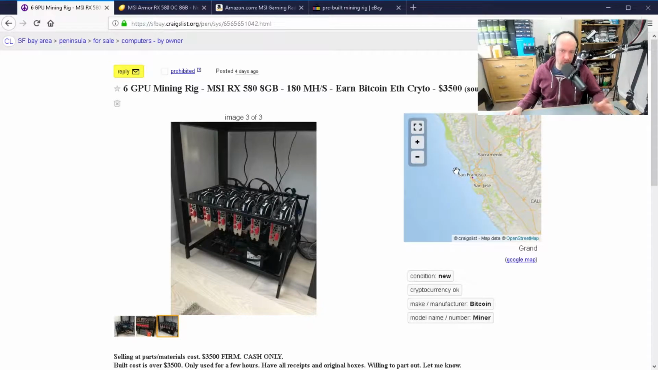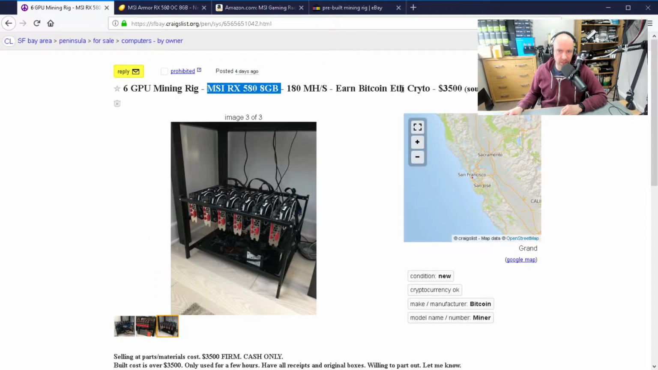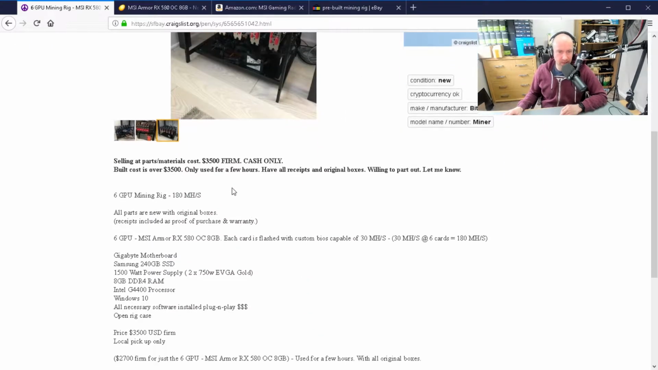And he linked to this setup. It's being sold in the San Francisco area in the USA, South San Francisco, so I will be talking in dollars here, not pounds or euros. It's a 6 GPU mining rig, MSI RX 580 8GB, 188 megahashes per second. And he did mention Ethereum crypto.